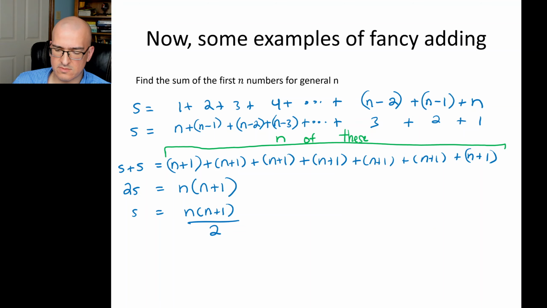Gauss sat down, came back in a few minutes, said, here it is. And the teacher was like, how am I going to check this? Like, he's probably just teasing me. This isn't right. But it was right. And he discovered this formula in exactly this way.